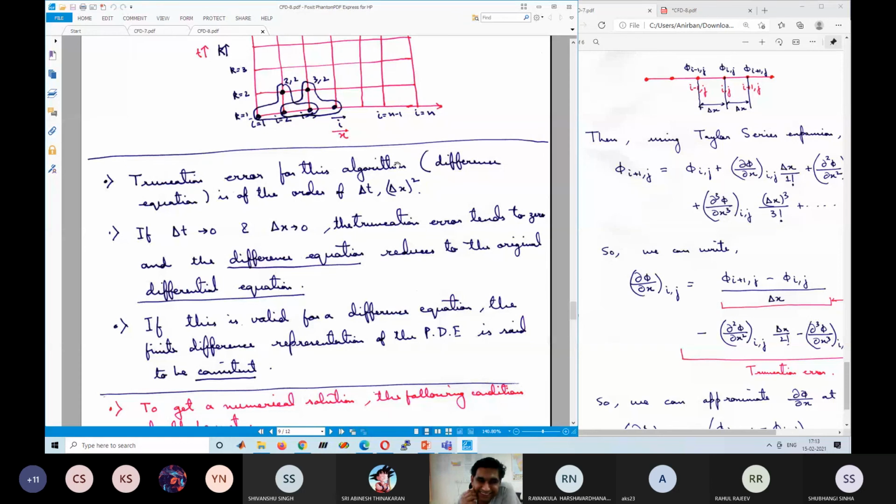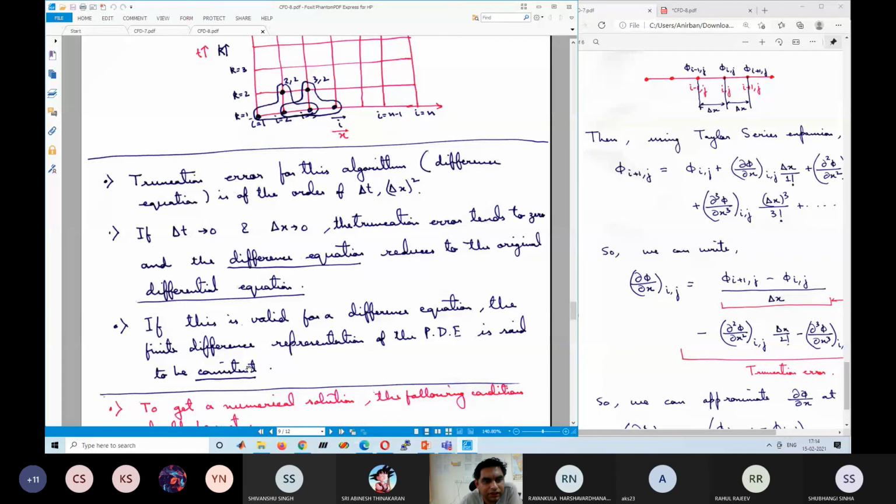Is my question clear or shall I repeat? Truncation error is proportional to delta t, first order accurate, and is proportional to delta x, first order accurate. Will the truncation error become 0 if delta t and delta x go to 0? Very simple question. It should, right? It is proportional to delta t. If delta t becomes 0, it should go to 0.